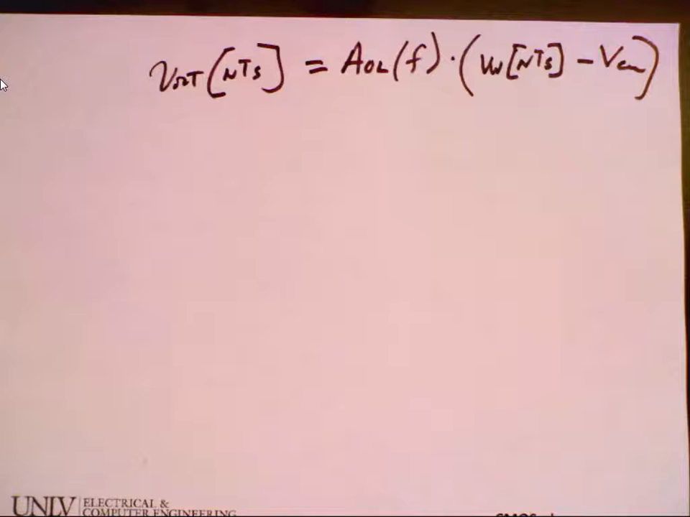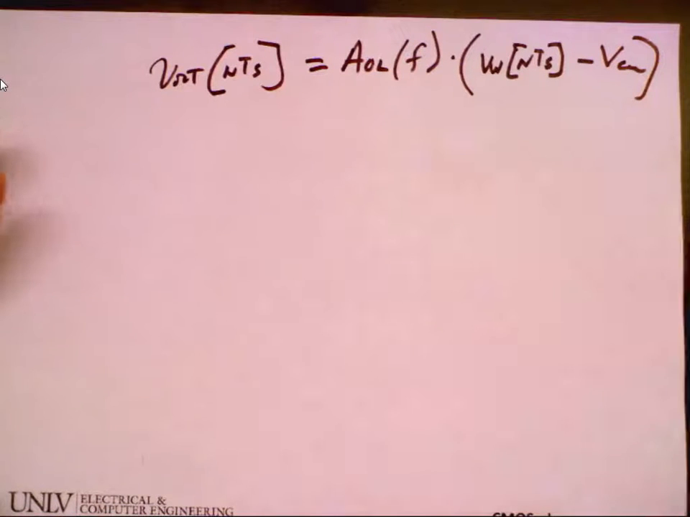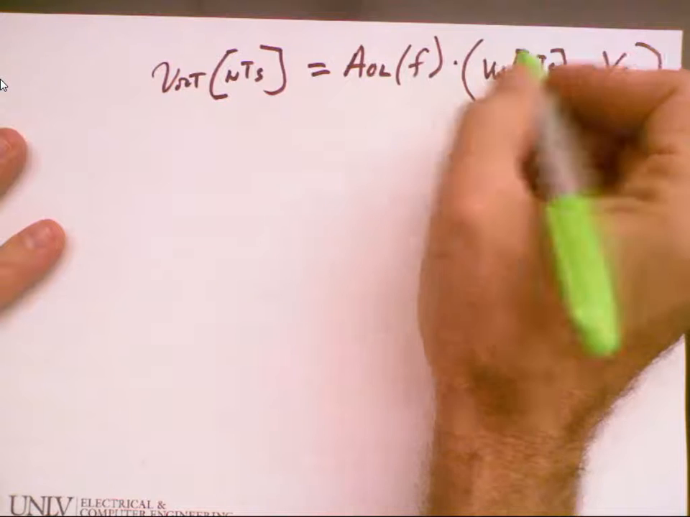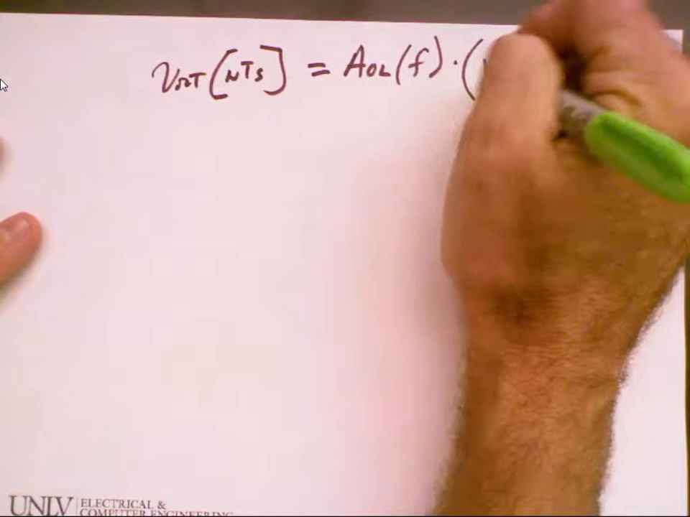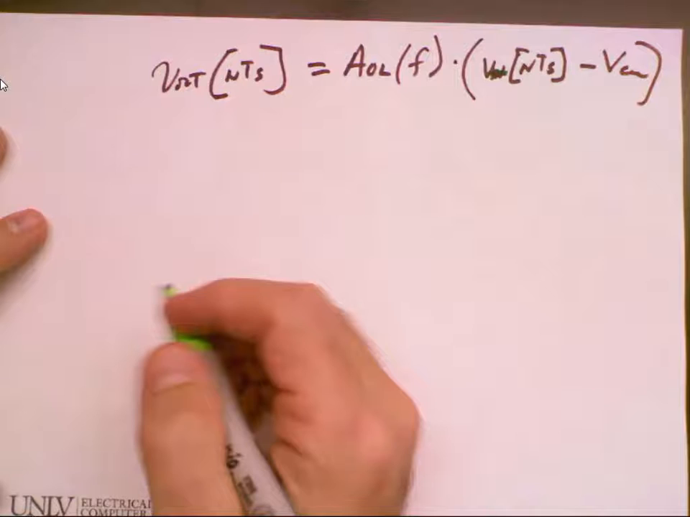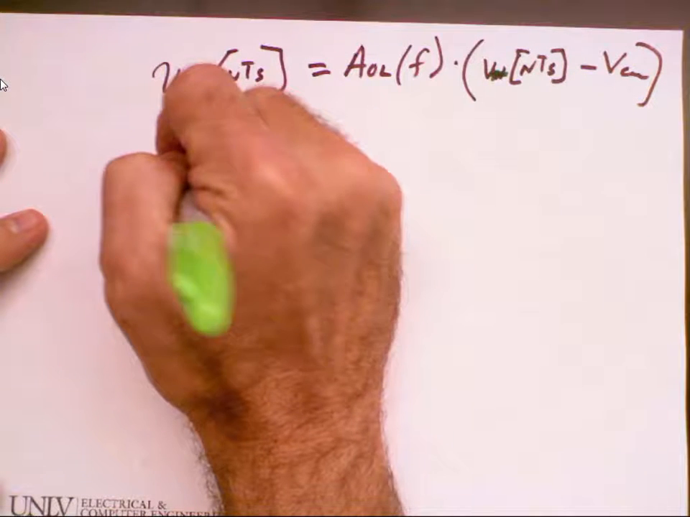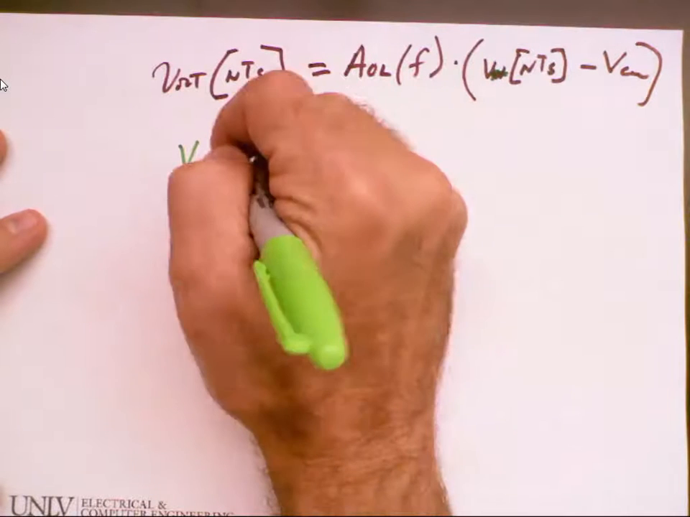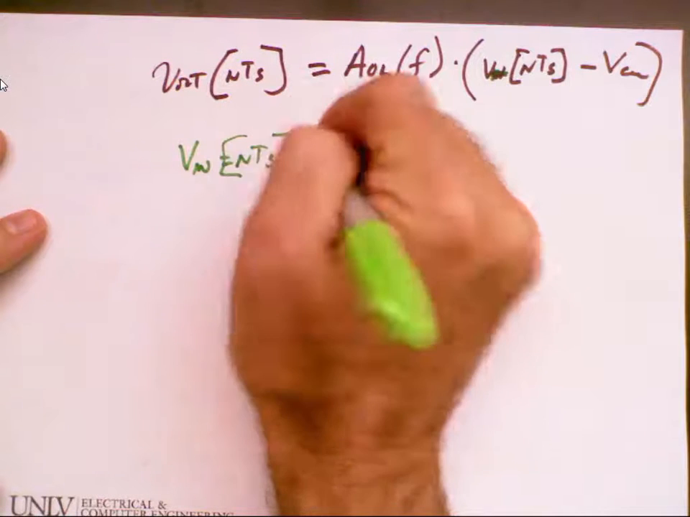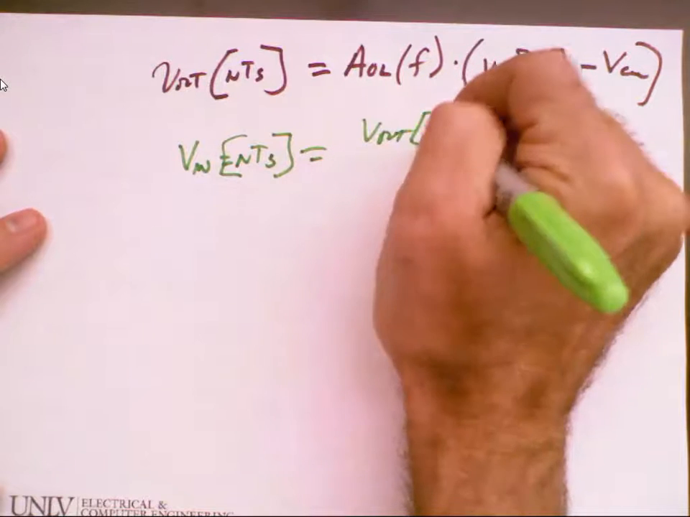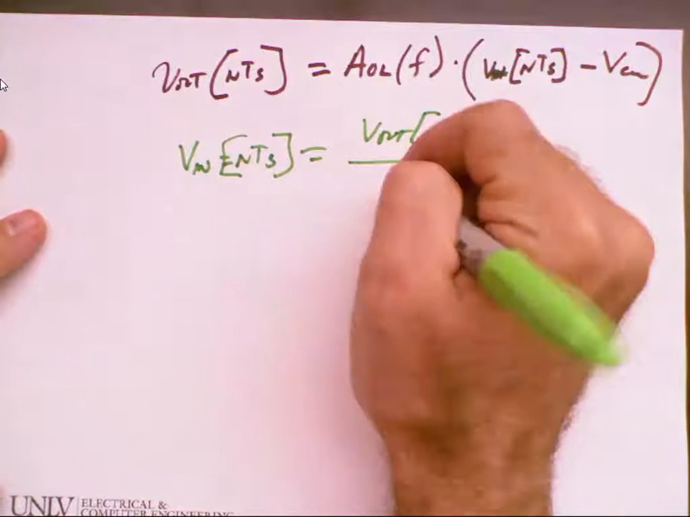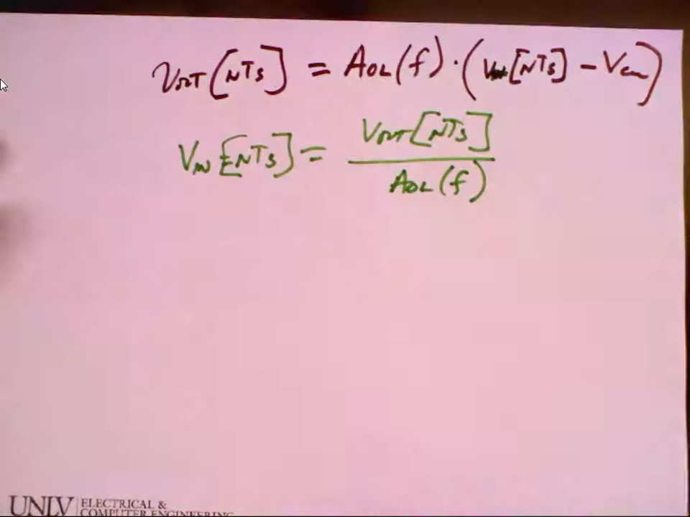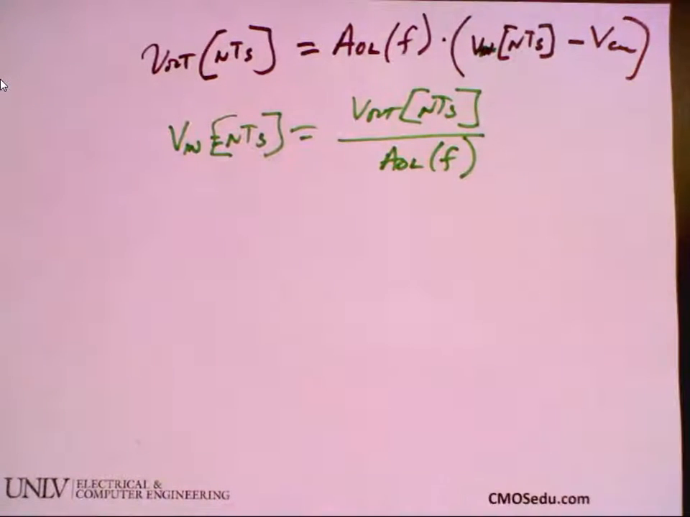I'm going to go back over here, and I'm going to not write this in terms of VCM, and then I'll write what did I call this? V minus. What's in the book? In the book, V minus is equal to V out divided by AOL of f. Anybody disagree with that after I just let LTspice prove that what I did was right?